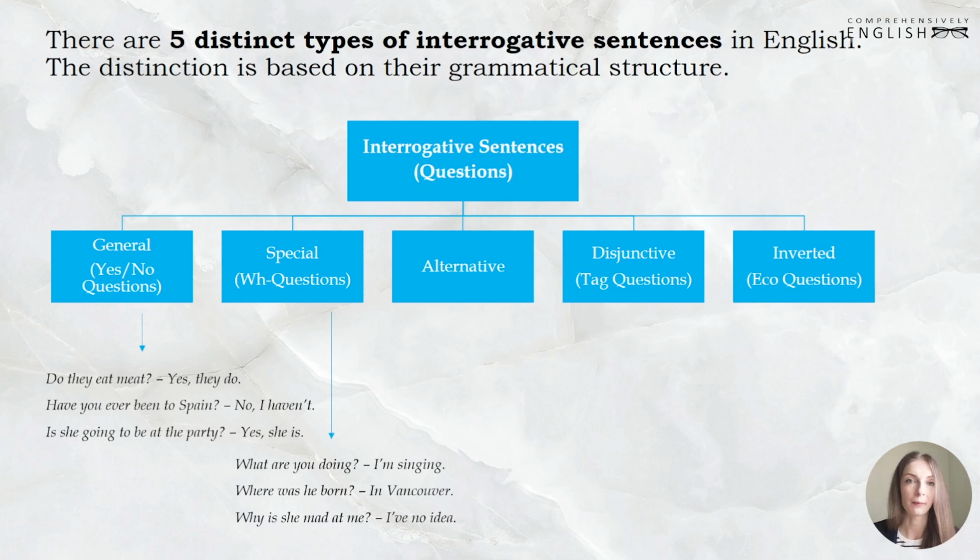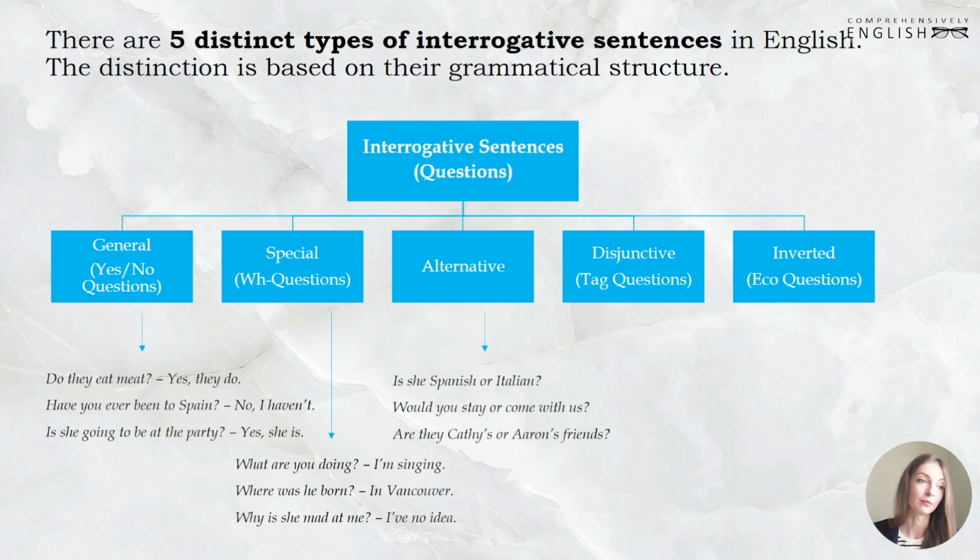Alternative questions contain an alternative. Is she Spanish or Italian? Would you stay or come with us? Are they Kathy's or Aaron's friends? Disjunctive or tag questions have a tag in the end. You're hungry, aren't you? This bag is Laura's, isn't it? Let's dance, shall we? And inverted questions or equal questions.